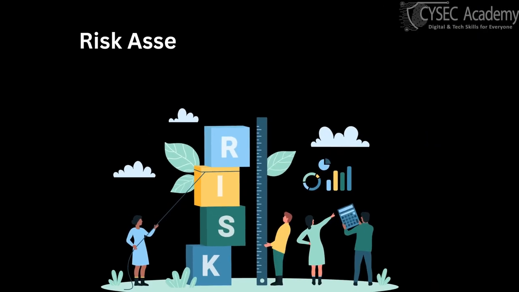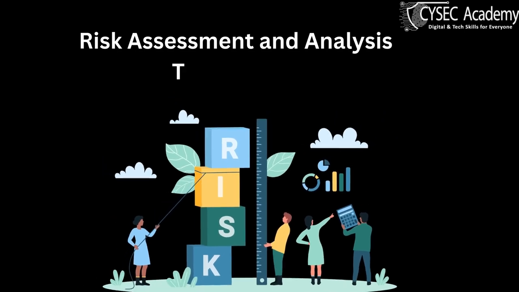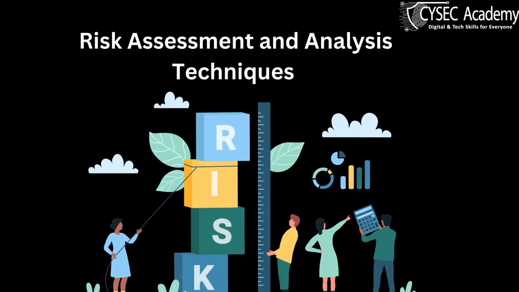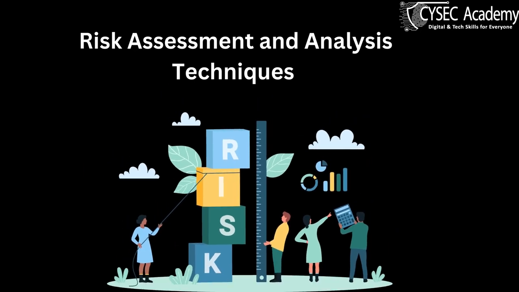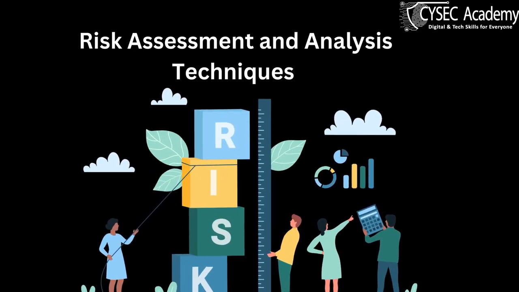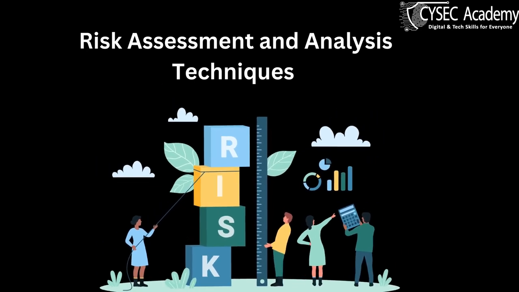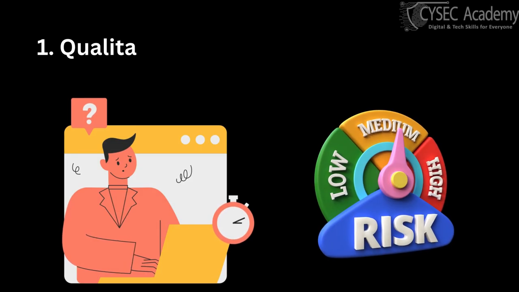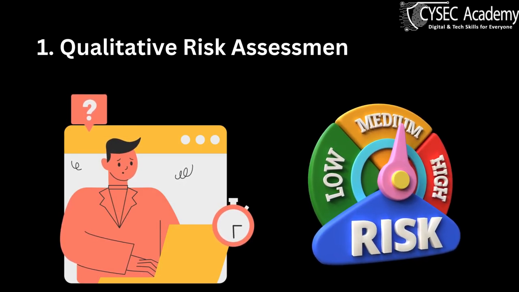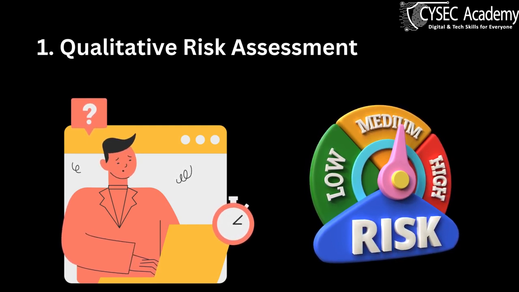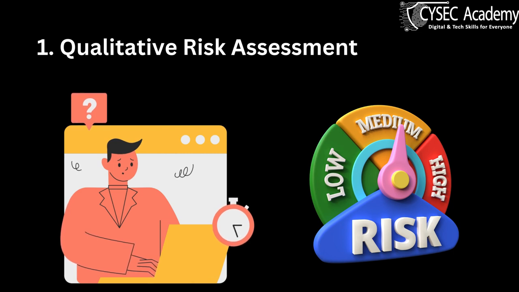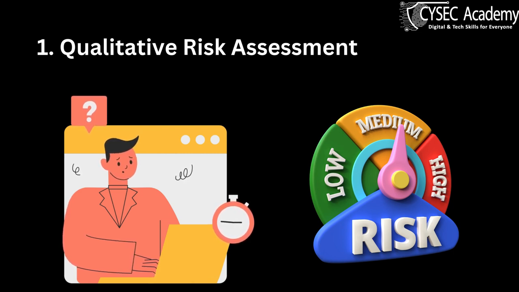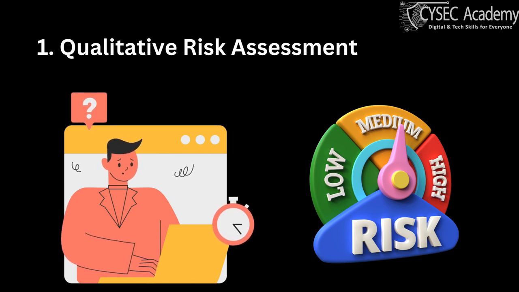Building on our understanding of risk, the next step is to assess and analyze these risks. Risk assessment involves identifying potential risks, evaluating their likelihood and impact, and determining the organization's risk tolerance. There are several techniques you can use for risk assessment. 1. Qualitative risk assessment. This method involves evaluating risks based on their likelihood and impact using descriptive categories such as high, medium, or low. For instance, a high likelihood of a phishing attack with a medium impact might be rated as a moderate risk, requiring attention but not immediate action.